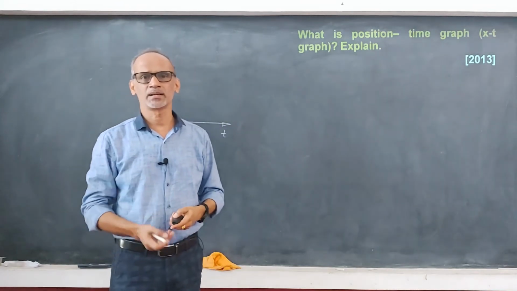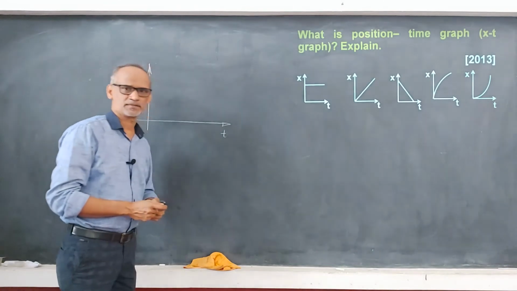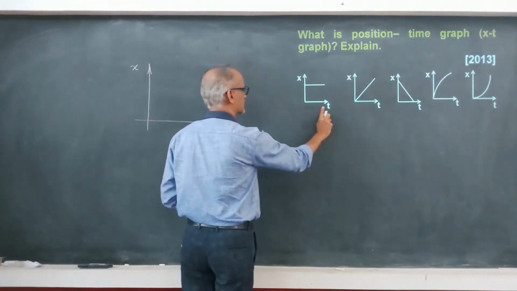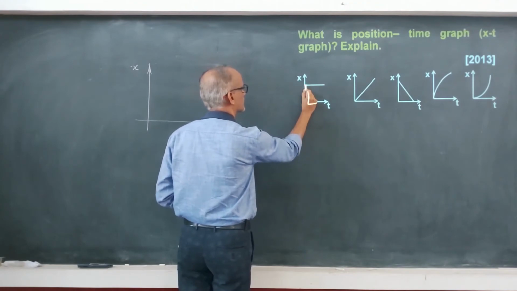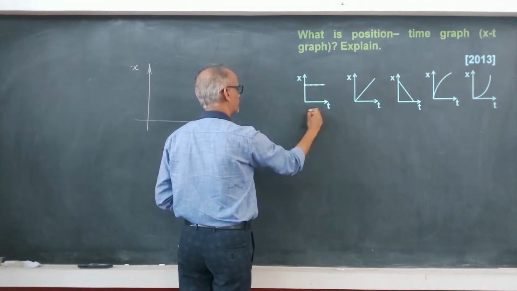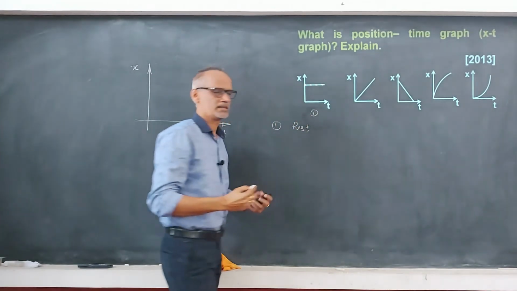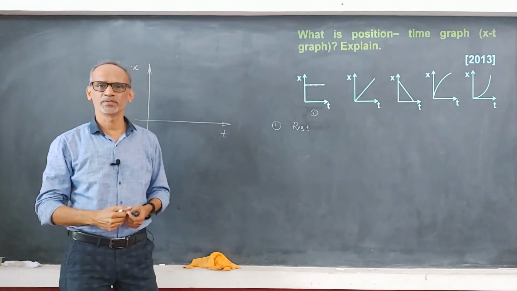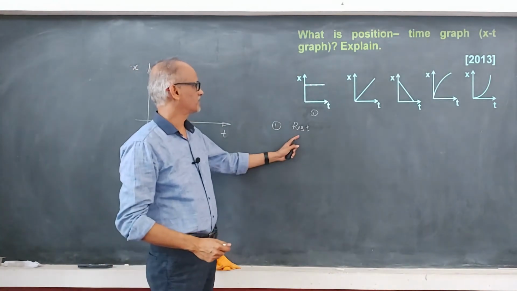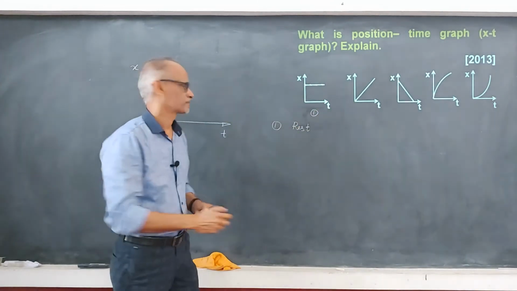Now what can we understand out of the position time graph? Let's take different types of the graph. In the first graph, as the time increases, the position remains the same. That means in graph 1, the body is always at rest. There is no change in the position with respect to time. So if the body is at rest, then the graph will be a straight line parallel to the time axis.